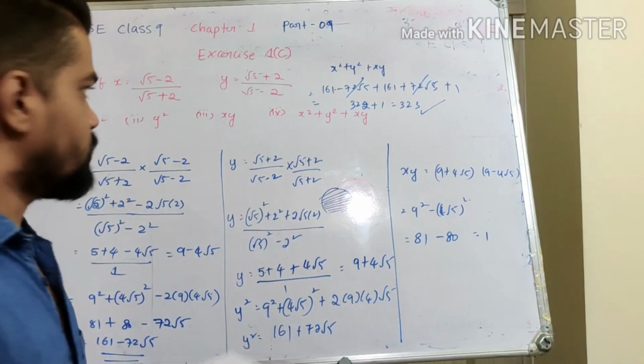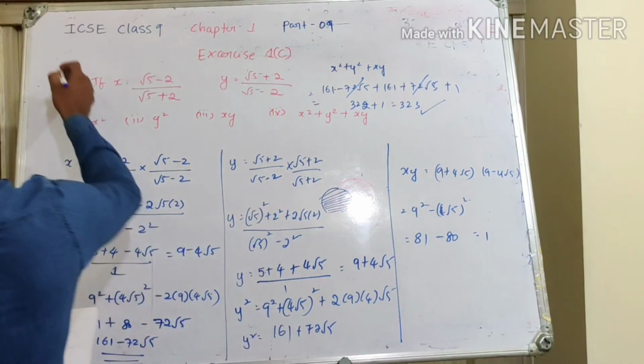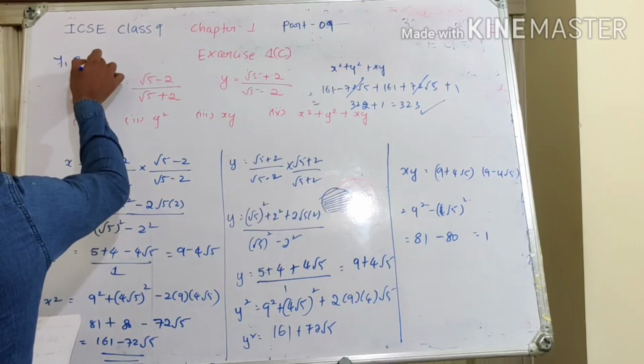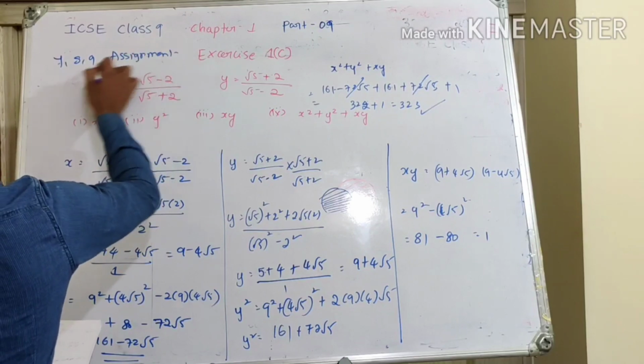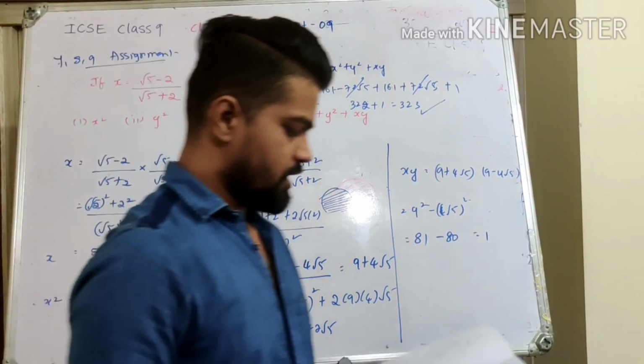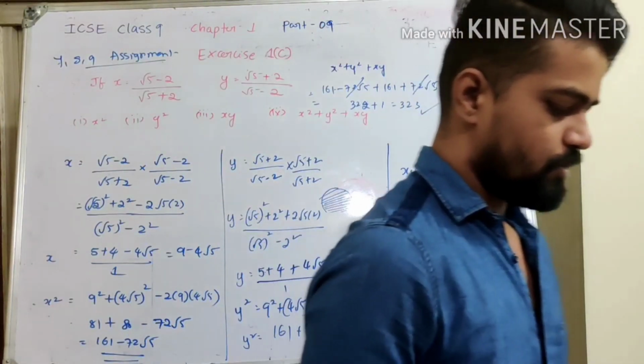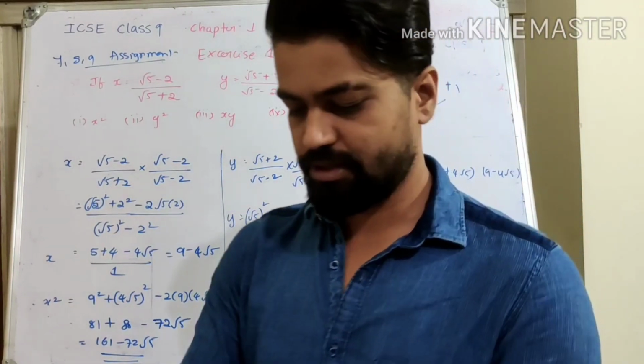Okay. So now question number 6 is done. 7, 8 and 9 is your assignment. So you will be doing it yourself. Question number 7, 8, 9 will be done by you. Okay. So now I will be going to 10th and 11th.